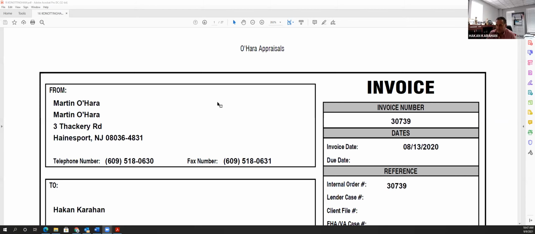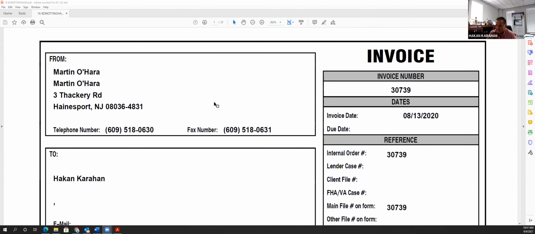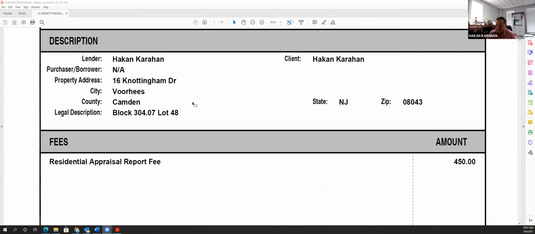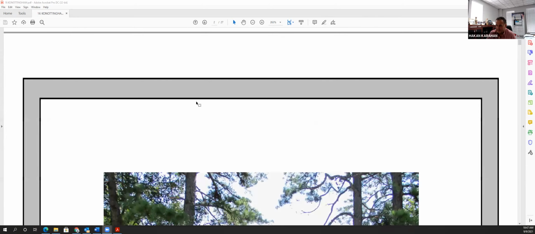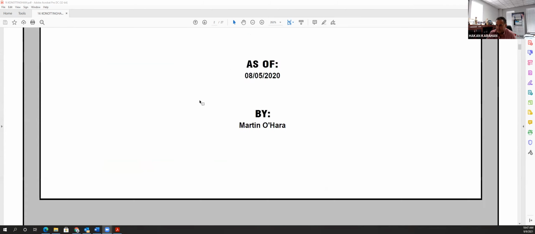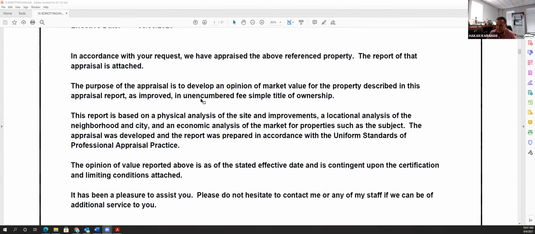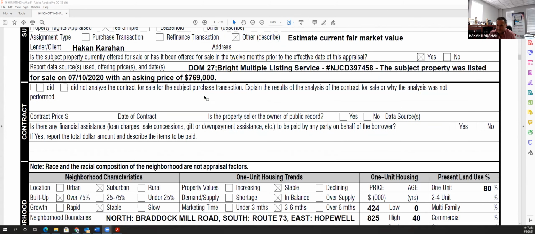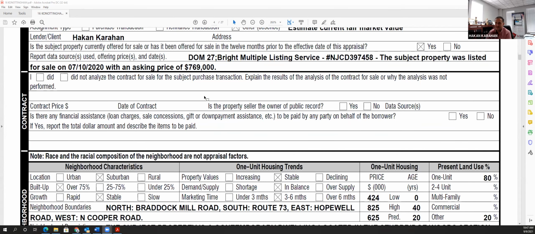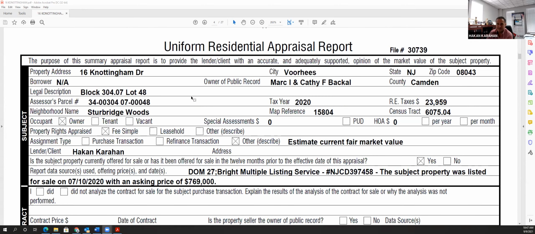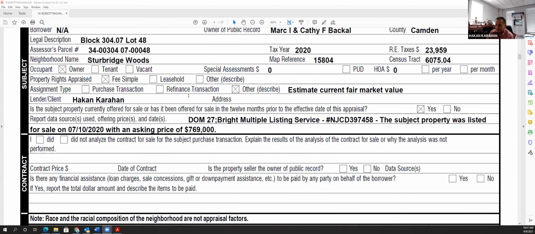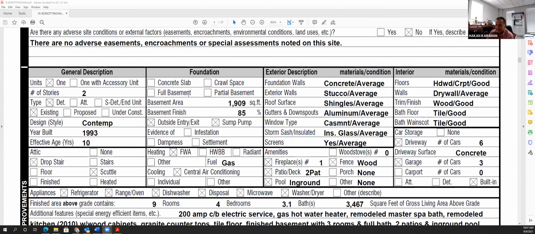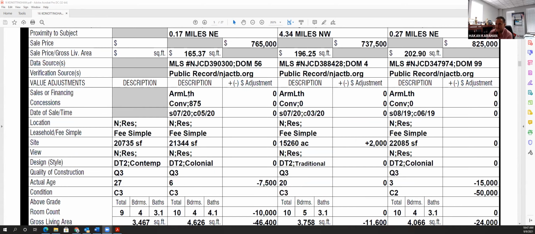Everything's good. Thank you. I'm going to share one more appraisal. So here's another property that I was involved with. Let's analyze this real quick. This was actually a cash sale, but the buyer made it subject to appraisal. So let's see the appraisal itself. Here we go.